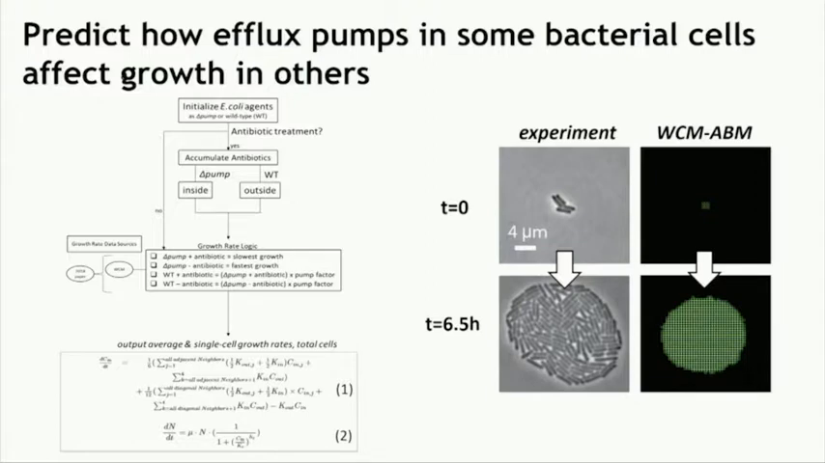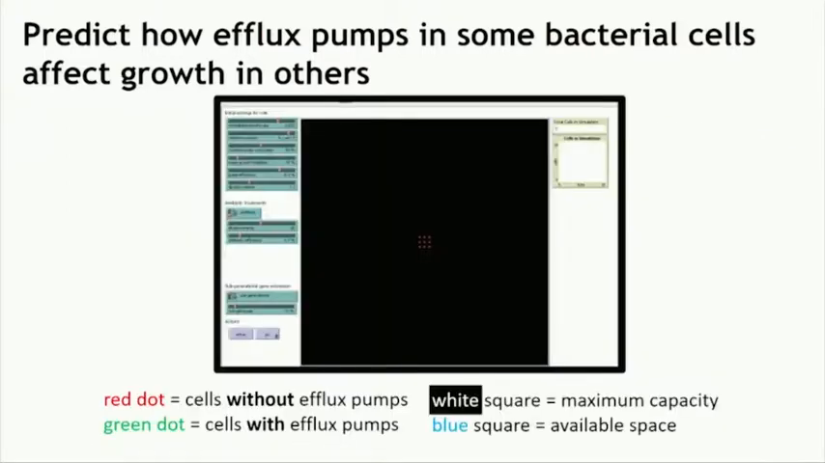And what we can do is predict cell growth over time in a colony, such as you see on the right side, where we have the experiment at the initial time point, and then 6.5 hours later, after the cells have been exposed to an antibiotic for 4 of those hours. And then you see a coupled whole cell model, agent-based model prediction on the right, which is showing the population expansion of simulated bugs in these same conditions.